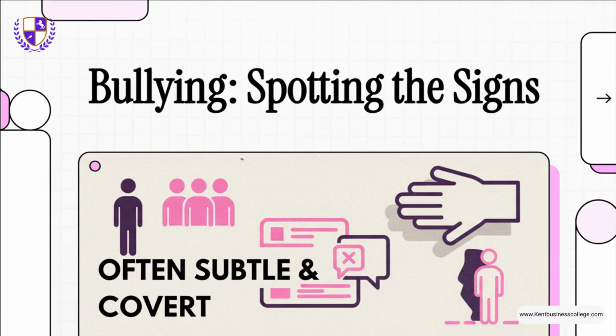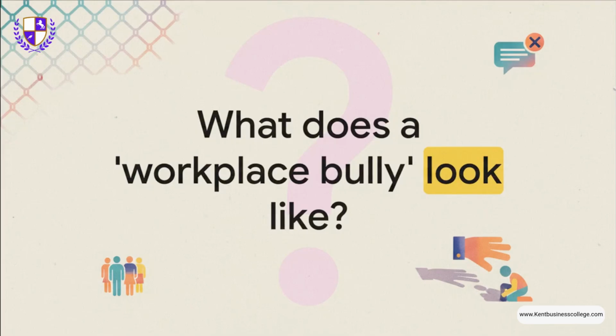In this session for all you Kent Business College apprentices, we're tackling a really important topic, bullying awareness. And if you think you already know what a bully looks like, well, you might be in for a surprise. Today is all about spotting the signs that are so often hidden in plain sight. So let's just jump right in with a question.